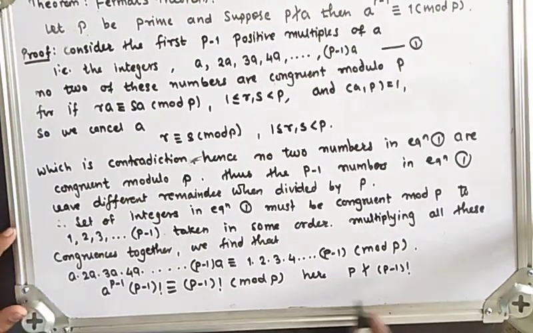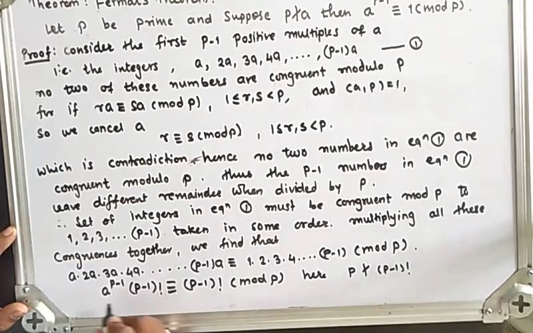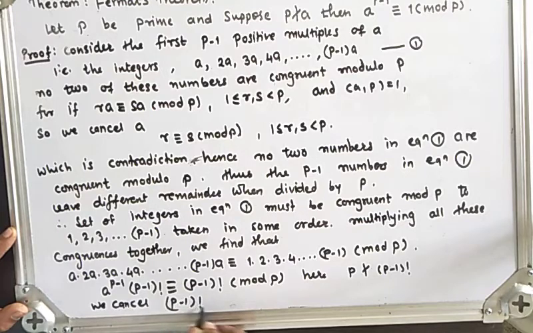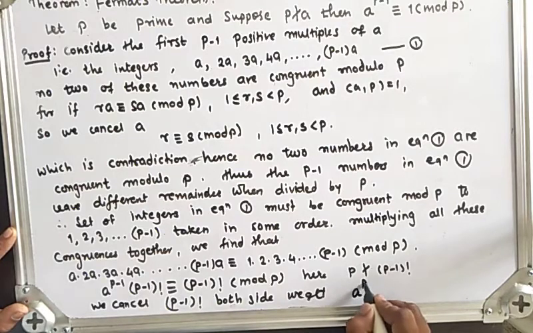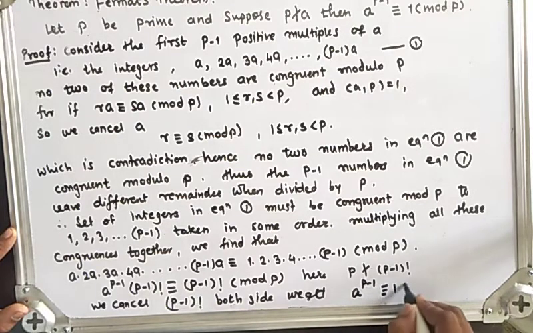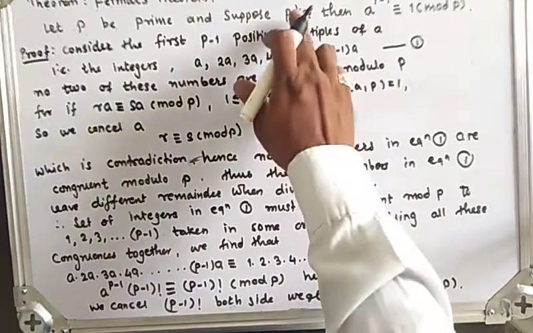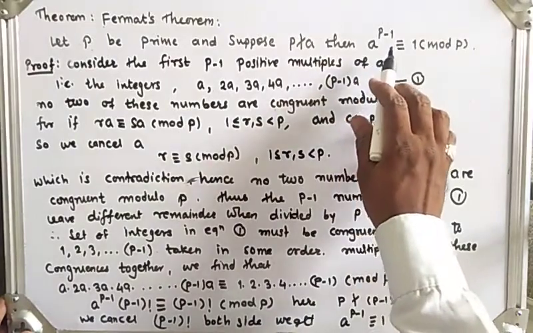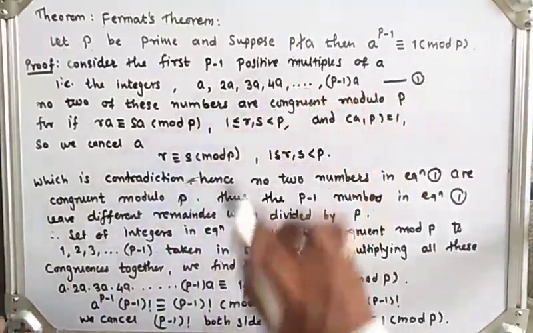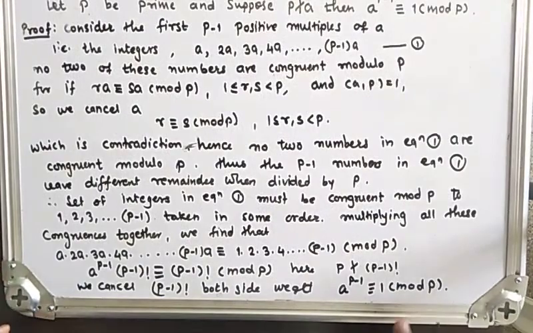So what will we get? Now we cancel p minus 1 factorial on both sides. So p minus 1 factorial cancels, so finally I get a raised to p minus 1 is congruent to 1 modulo p, and hence the proof of the theorem: if p does not divide a, then a raised to p minus 1 is congruent to 1 modulo p, hence the proof, right?